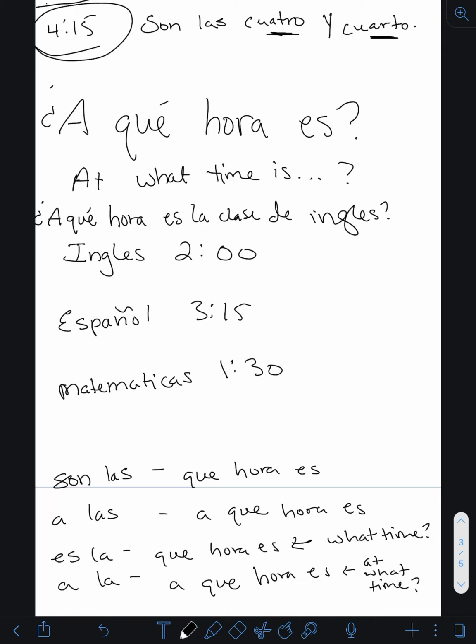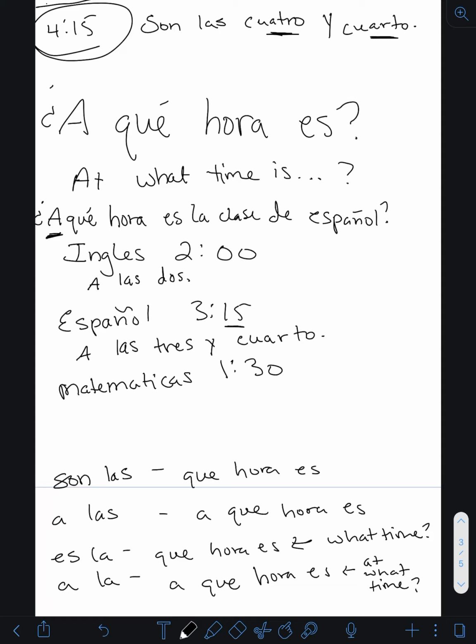Okay, so a qué hora es la clase de inglés? How do you answer that? Do you say son las or a las? A las dos. It's at 2, right? If I say a qué hora es la clase de español? Now think about this, right? Is it a las or a la? A las tres y. You could say quince, but you can also say cuarto, okay?